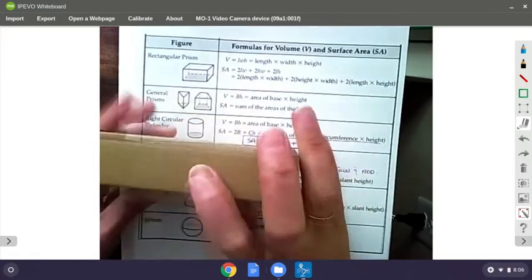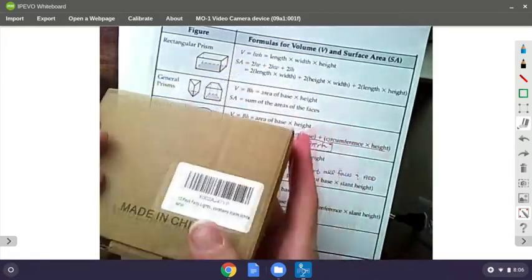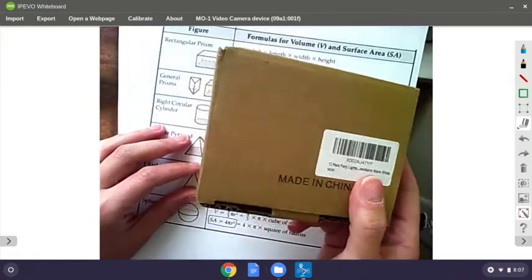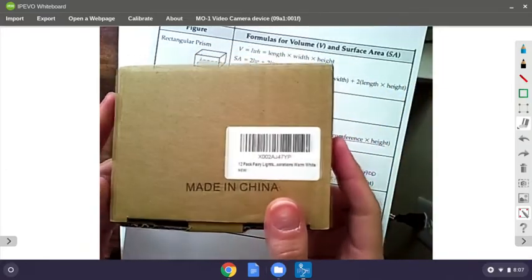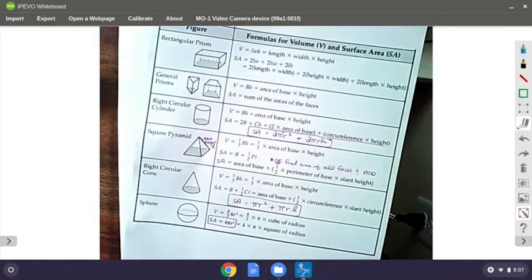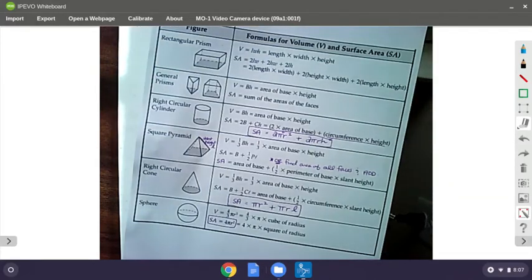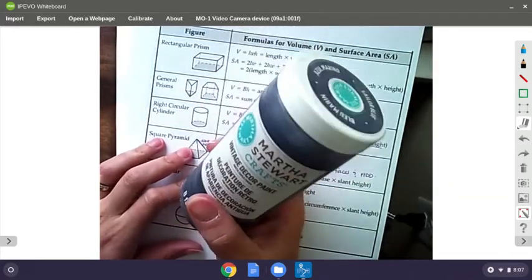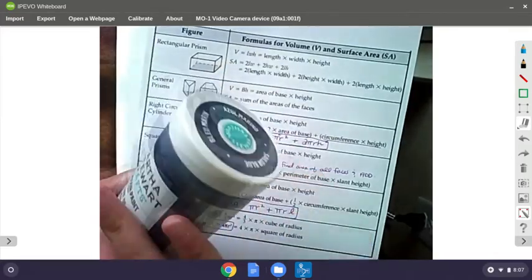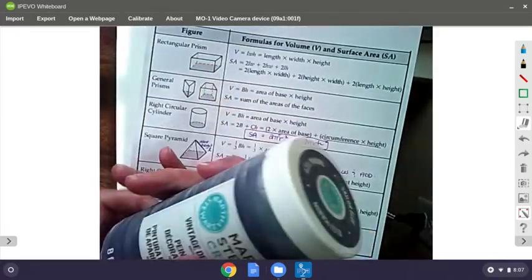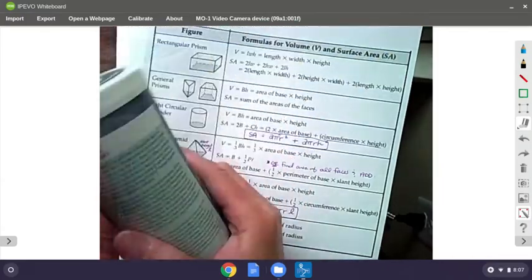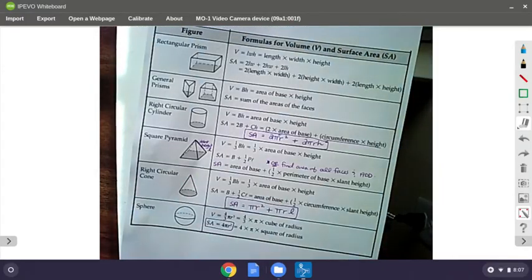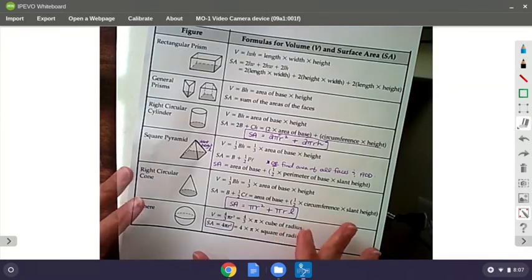So here, here, here. Like if I wanted to paint this box or cover it with wrapping paper, it would be what would cover all of it. So I'm going to go over the formulas in a minute. This is a cylinder. I just found random things around the house, but it would be like if I wanted to cover this with paint or wrap it up, how much area is covering all of it. So I'm going to go through a few of the formulas with you.